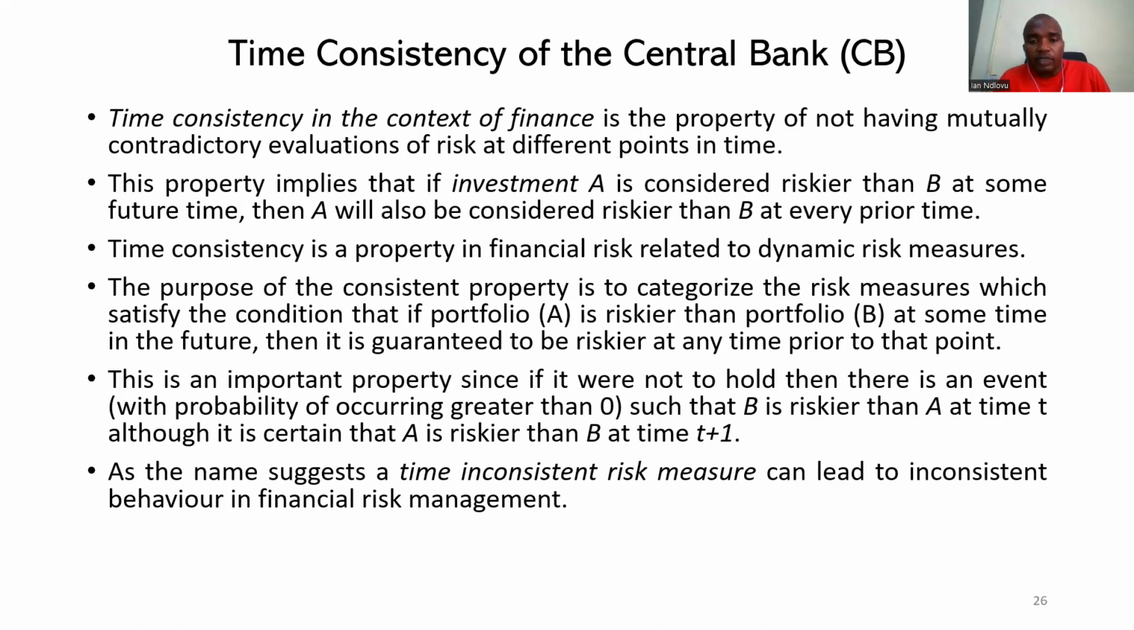This is an important property since if it were not to hold, then there is an event with a probability of occurring which is greater than 0, such that B is riskier than A at time t, which is the current time, although it is certain that A is riskier than B at time t plus 1, which may be tomorrow or next week if t is weeks, like the current week t is the current week plus 1 next week, or if t is the current month plus 1, which is next month, April. So the time consistency property deals with that.